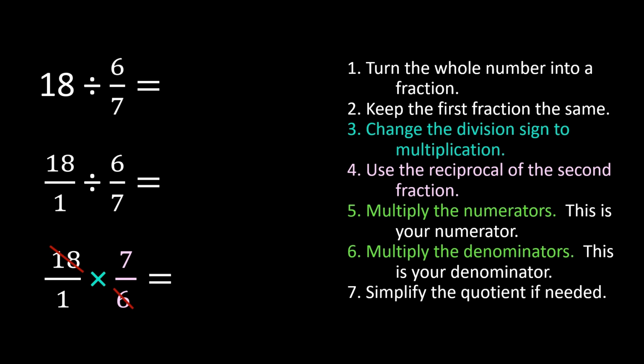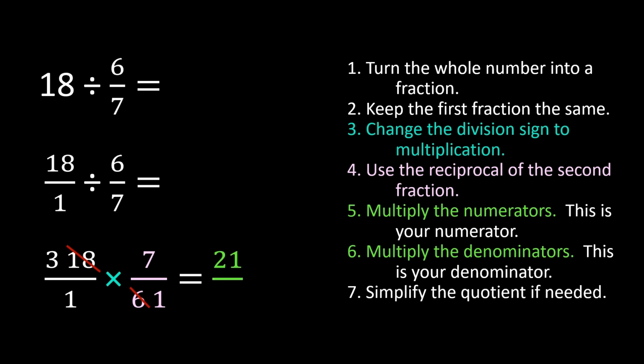18 and 6 share a common factor of 6. So 18 divided by 6 is 3, and 6 divided by 6 is 1. If I look at the 1 and the 7, 1 and 7 don't share any common factors, so I can't do any simplifying there. Now I'm ready to multiply my numerators. I have 3 times 7, and 3 times 7 is 21. Then I can multiply my denominators. 1 times 1 is 1.